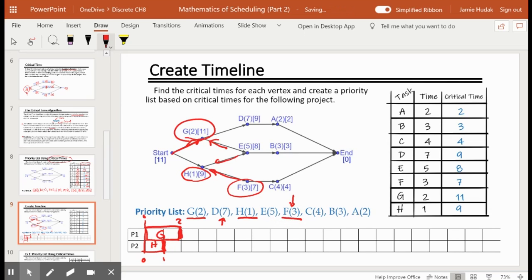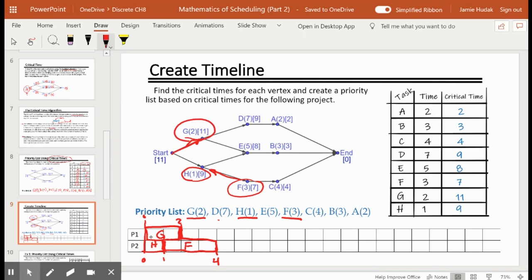I'm going to underline it saying that I'm putting it on the schedule. And since it's 3 units of time, 1, 2, 3, put an F in there. 1 plus 3 brings us to 4. And now I go back to the beginning of my priority list and I say, can I schedule D now? Well, D has been waiting for G to finish. G is finished at this time, so I can schedule it.